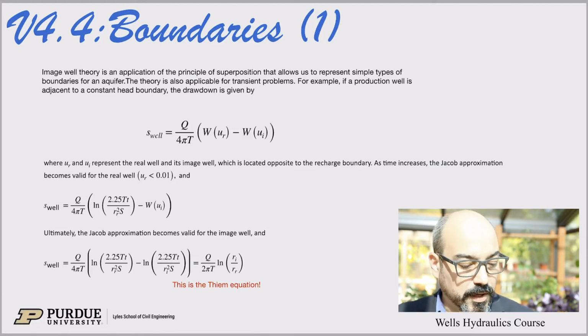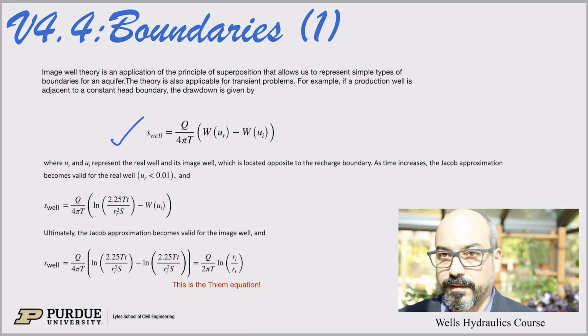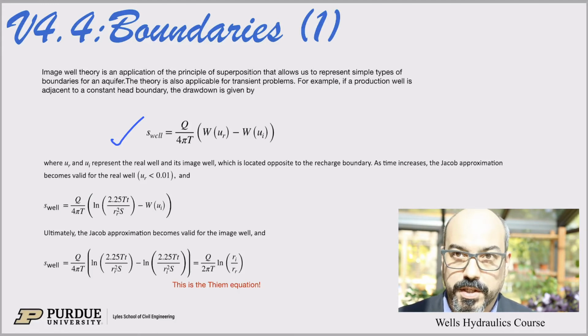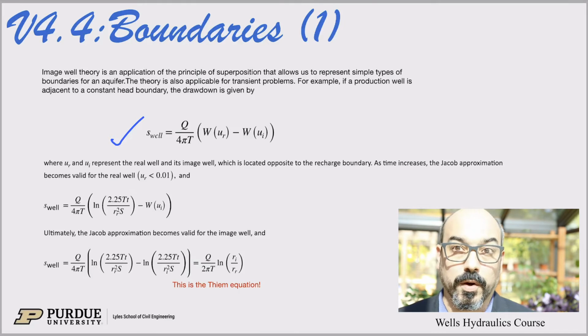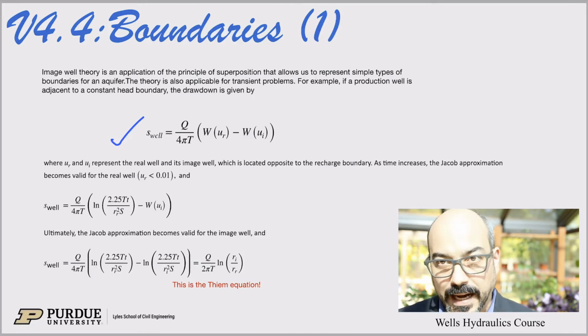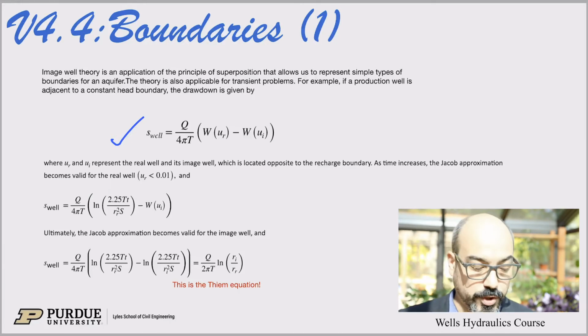The theory is applicable for transient problems as well. For example, if a production well is adjacent to a constant head boundary, just like we've seen before, the drawdown is given by, and again, this is the well function, the transient solution for the wells, Q over 4 pi T, and then the sum, which is W(u_r), where the little r stands for the real well, minus W(u_i), where the little i stands for imaginary, or image solution, if you will.